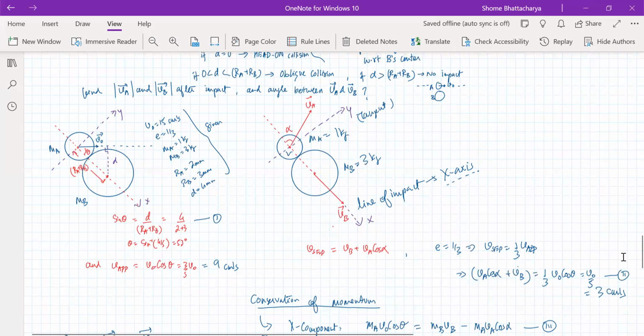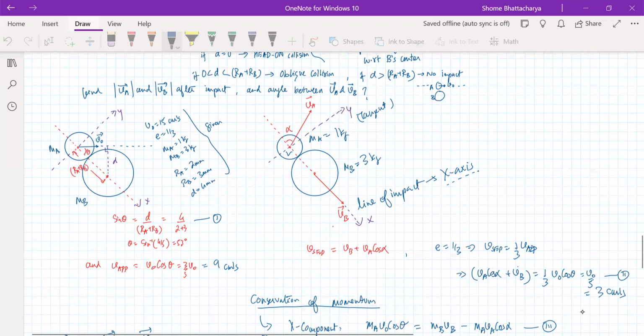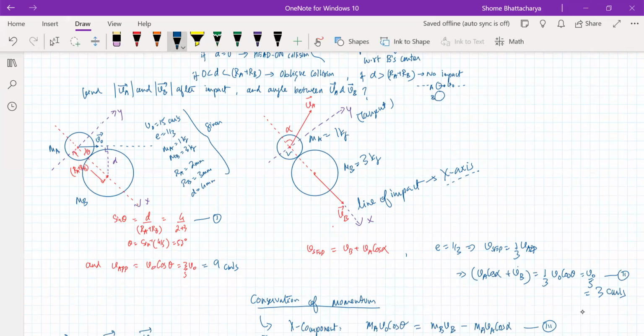And from this comparison, we are getting another equation, which is the coefficient of restitution equation: separation velocity is equal to e times approach velocity. So the equation that we are getting here is VA cos alpha plus VB equals 3 centimeters per second. So we're going to make use of this also. To begin with, you can see how many unknowns we had. VA was unknown, VB is unknown.